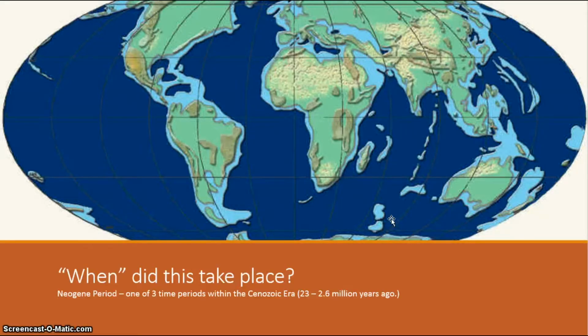Now, when did this all take place? Why was it all underwater? Well, this is a historic map of the Neogene period. And the Neogene period is roughly 2.6 to 23 million years ago. Now, the Neogene period is part of the Cenozoic era. Cenozoic era ran between 2.6 to 65.5 million years ago. And the Neogene period, which means newborn, was one of 3 time periods within this era.